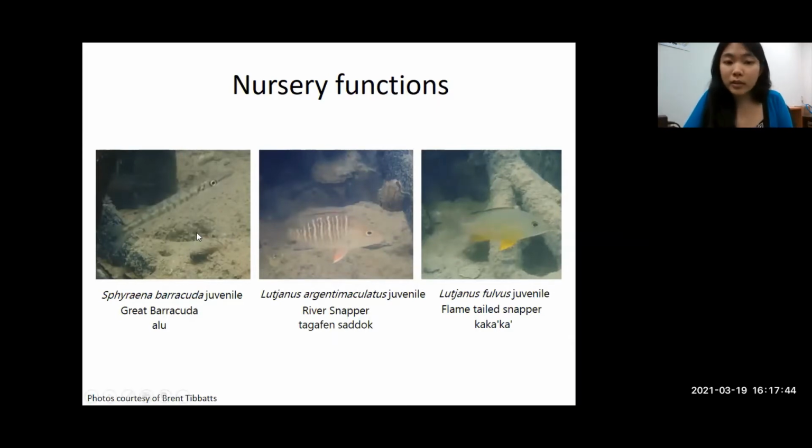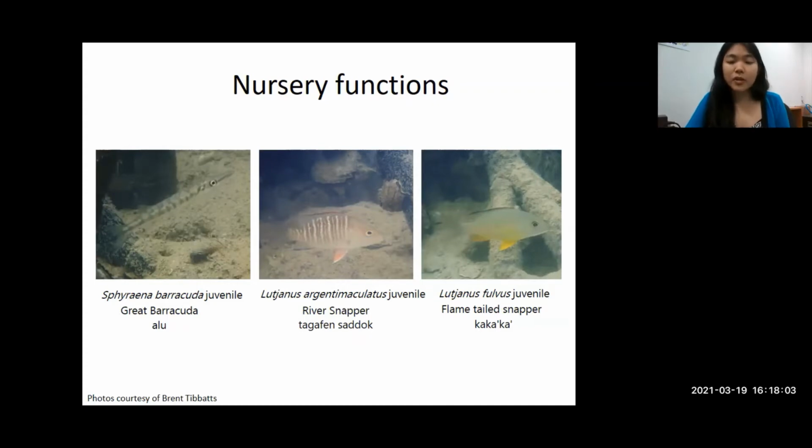Juvenile barracuda will be found there, different snapper species. Derek Scott in 1993 also cataloged the wetlands of Oceania, and he also recorded jacks and groupers to be using the mangroves as nursery habitat. So there is a lot of stuff there.